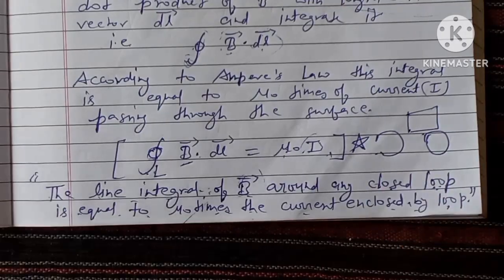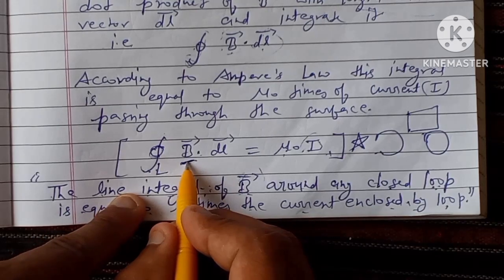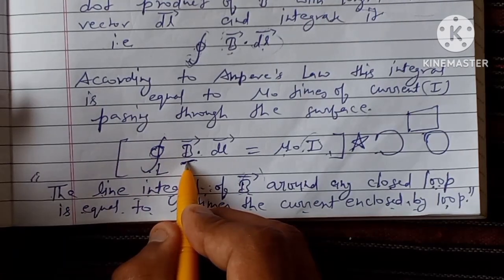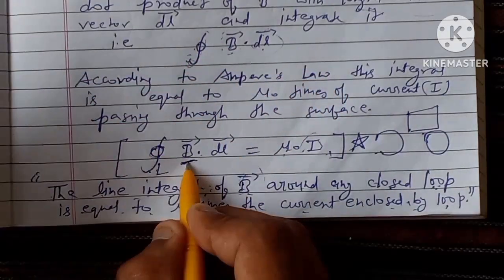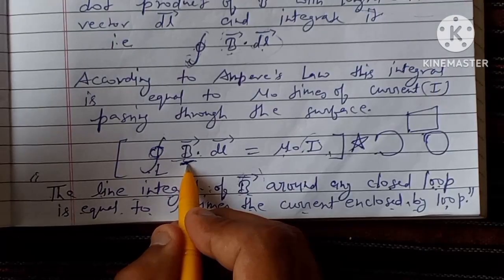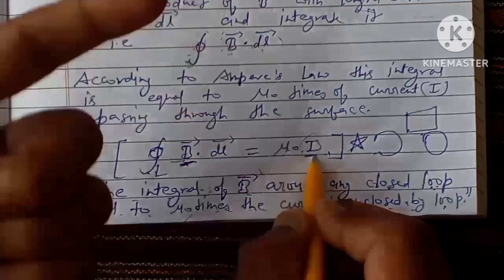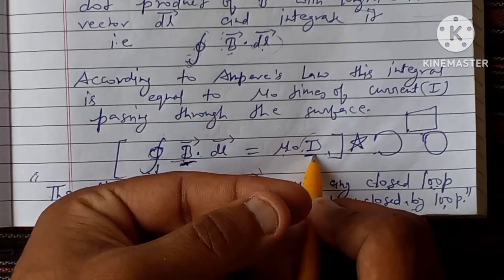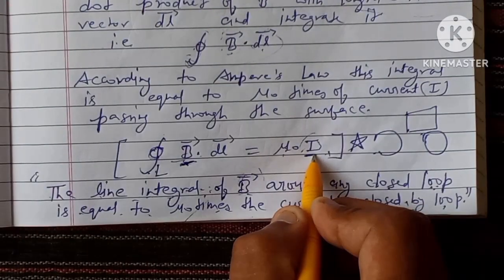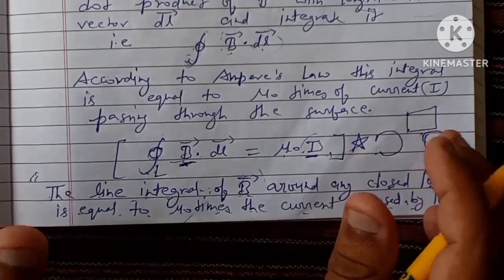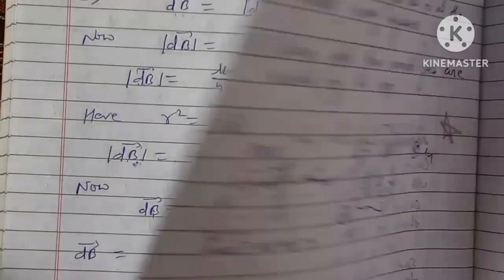What are those points? The first point is that this magnetic field is the resultant magnetic field due to all the currents, whether they are passing through the loop or not. This magnetic field is the resultant magnetic field, and this current is the current which is passing through the loop. And what is my loop? My loop is the boundary of the surface, and the loop should be closed. So these are the points which you have to remember.